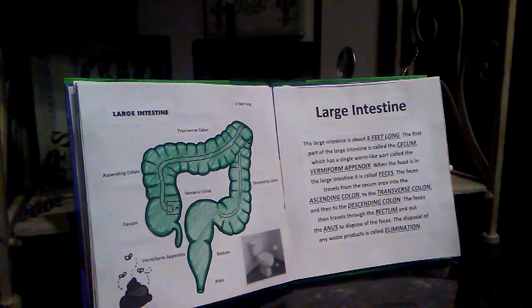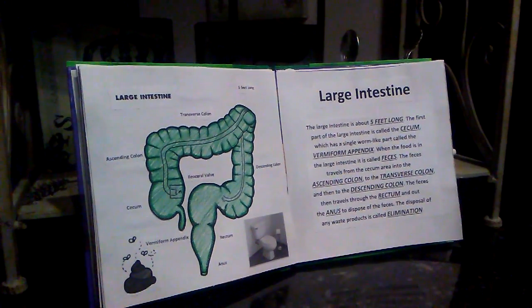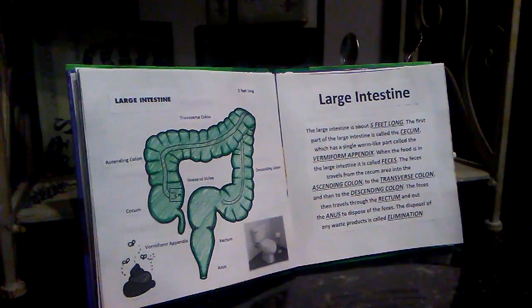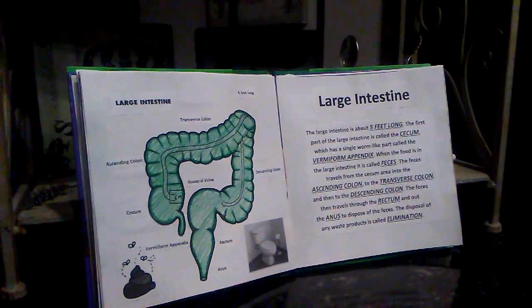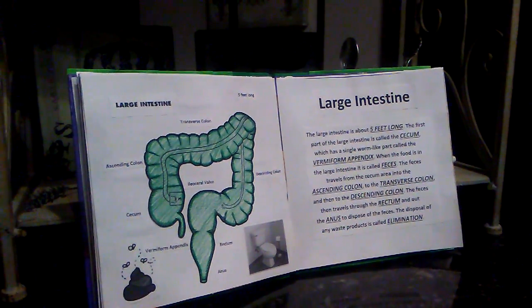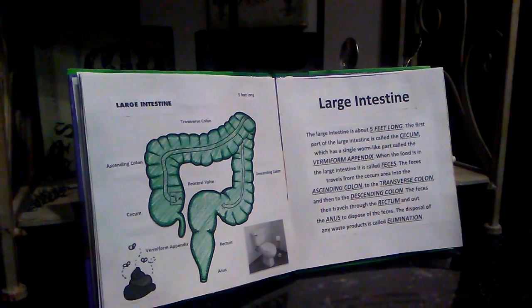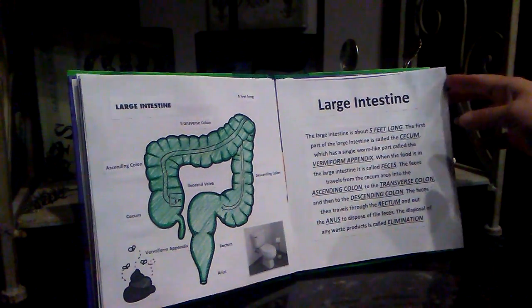The large intestine is about 5 feet long. The first part of the large intestine is called the cecum, which has a single worm-like part called the vermiform appendix. When the food is in the large intestine, it is called feces. The feces travels from the cecum area into the ascending colon to the transverse colon, and then to the descending colon. The feces then travels through the rectum and out the anus to dispose of the feces. The disposal of any waste products is called elimination.